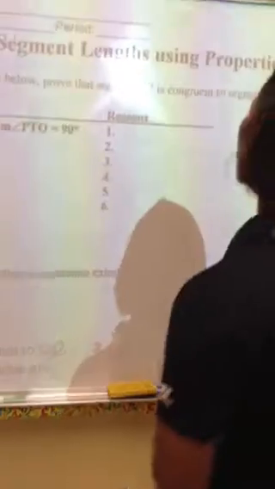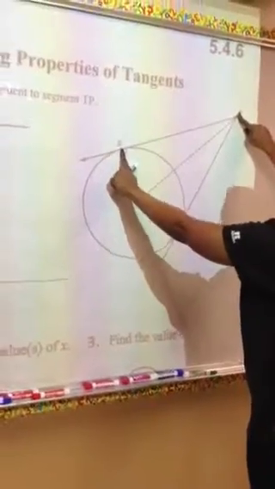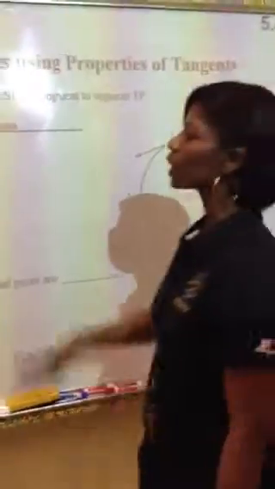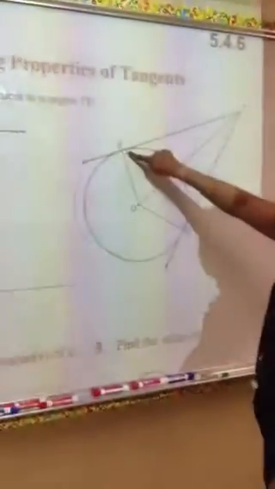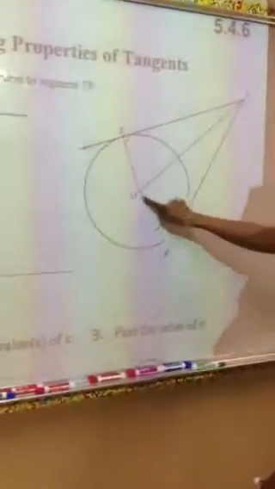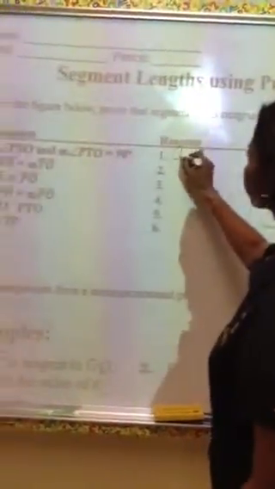So given the figure below, prove that segment SP from point S to point P is congruent to segment TP, from point T to point P, okay? All right, so first of all, we're given that the measure of angle PSO, as we can see here, is a right angle, so it's 90 degrees. Likewise, angle PTO, it is a right angle, so it is also 90 degrees.